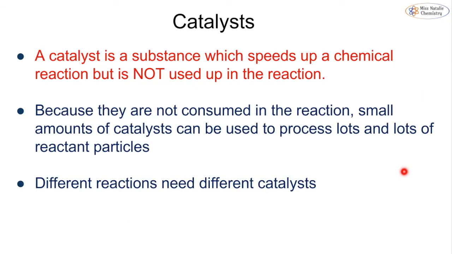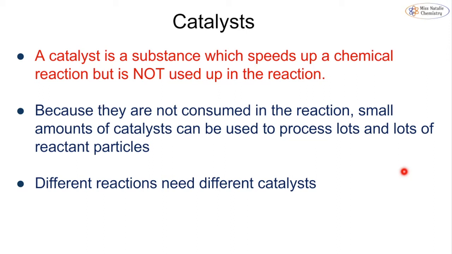Now we're going to move on to talk about a catalyst. So you know what a catalyst is from Key Stage 3. A catalyst is a substance which speeds up a chemical reaction, but it is not used up in the reaction. That is very important. Because we don't have to actually use them up, we only need to use very small amounts of the catalyst, and we can process lots and lots of reactant particles.